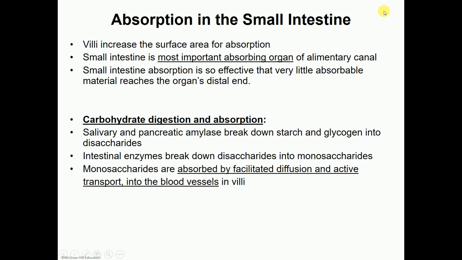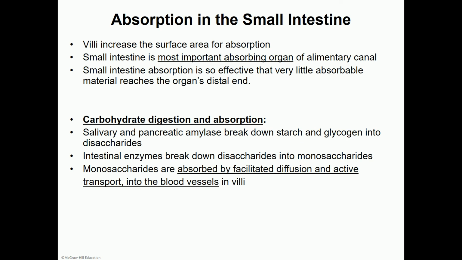So absorption in the small intestine, that is really where most of the absorption happens. The small intestine is the most important absorbing organ of the alimentary canal. It is so effective that by the time the chyme reaches the large intestine, there really isn't much left to be absorbed. So we need to walk through the digestion and absorption of everything that we eat.